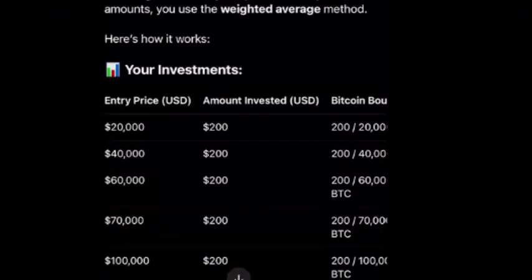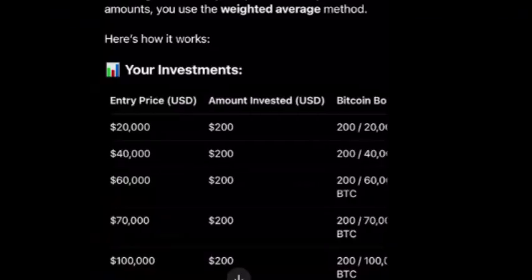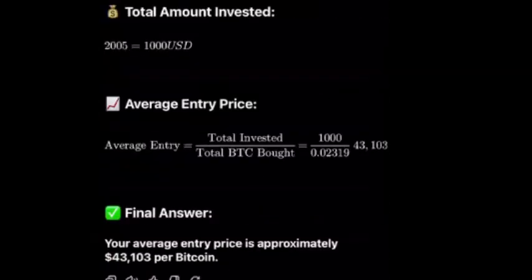Now, you can see on the screen, assuming I invest in Bitcoin with $1,000 and I divided my capital into 5 places of $200 each. Now, if I bought Bitcoin at $20,000, $40,000, $60,000, $70,000, $100,000 with each $200 batch, remember we divided the $1,000 into 5 places. You can see at the end of this mathematical calculation, our approximate entry will be $43,103 per Bitcoin. Which is very beautiful.